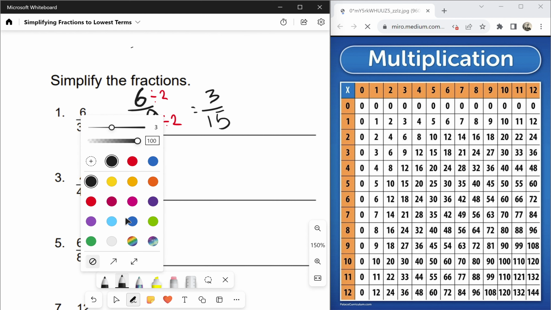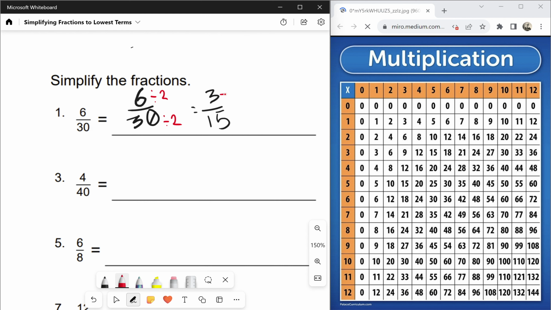I'm going to switch back to my red pen. 3 divided by 3, and 15 divided by 3. Well, what does that give us? And is it in lowest terms? Well, 3 divided by 3, 3 fits into 3 once. 15 divided by 3, that gives us 5.